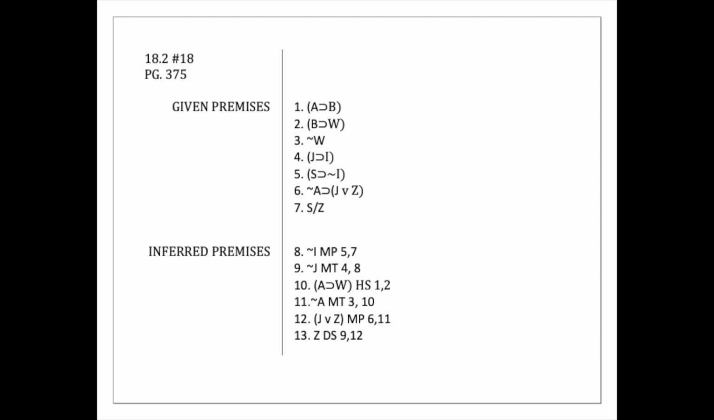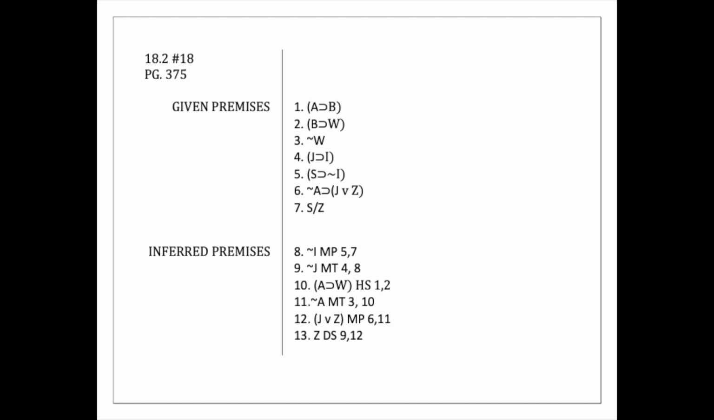Now, once we have if A, then W, we can negate the A using the third premise of the given information. The third premise is a negated W. That negates the consequent of the inferred premise 10, if A then W. And because it is a negated consequent, we can accurately infer the negation of the antecedent based on the modus tollens rule, premises 3 and 10. If A then W, not W, therefore not A. So now we have our not A.